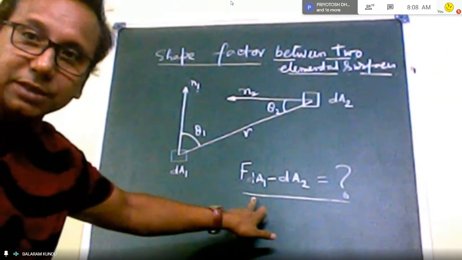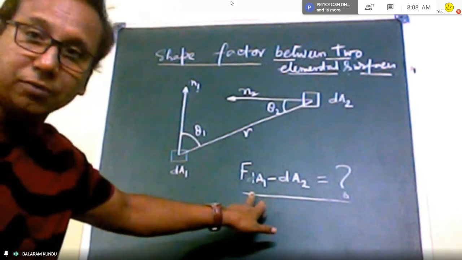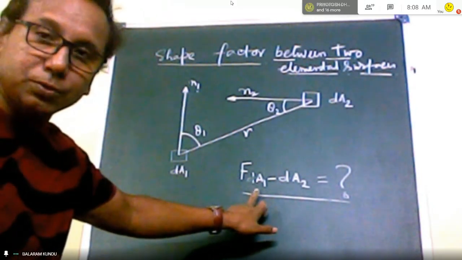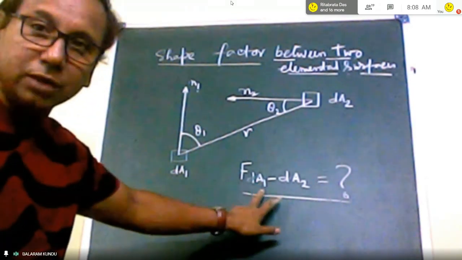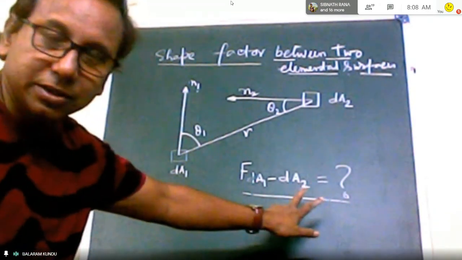The expression or notation of shape factor between two elemental surfaces, from surface dA1 to dA2. So whether it is clear?